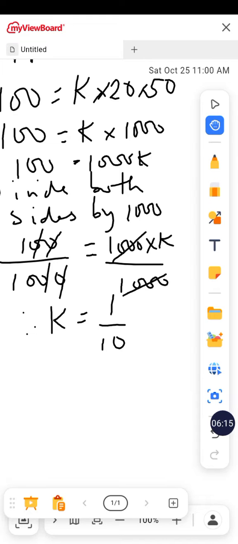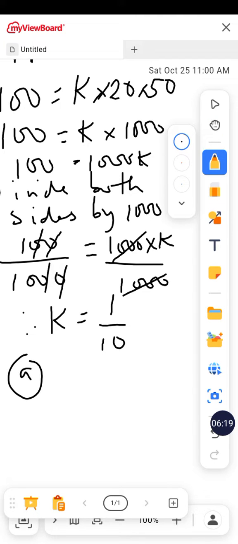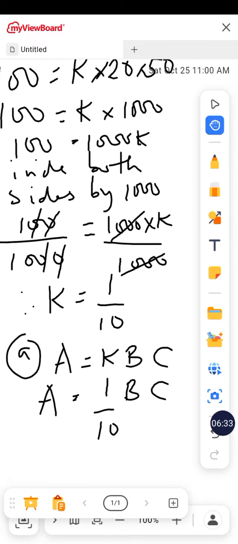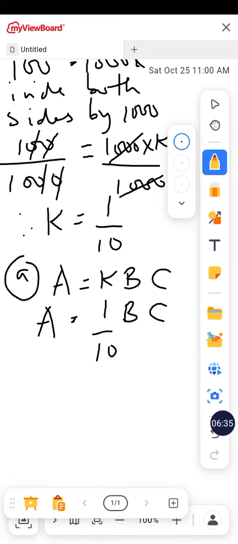So having gotten our K now, the first question says find the relationship that connects A, B, and C. Don't forget this is where we are coming from. A equals KBC. And now we know the value of our K. So A is equals to 1 over 10 BC, and it can as well be written as A equals, don't forget 1 times BC is BC over 10. So this is the relationship that connects A, B, and C.